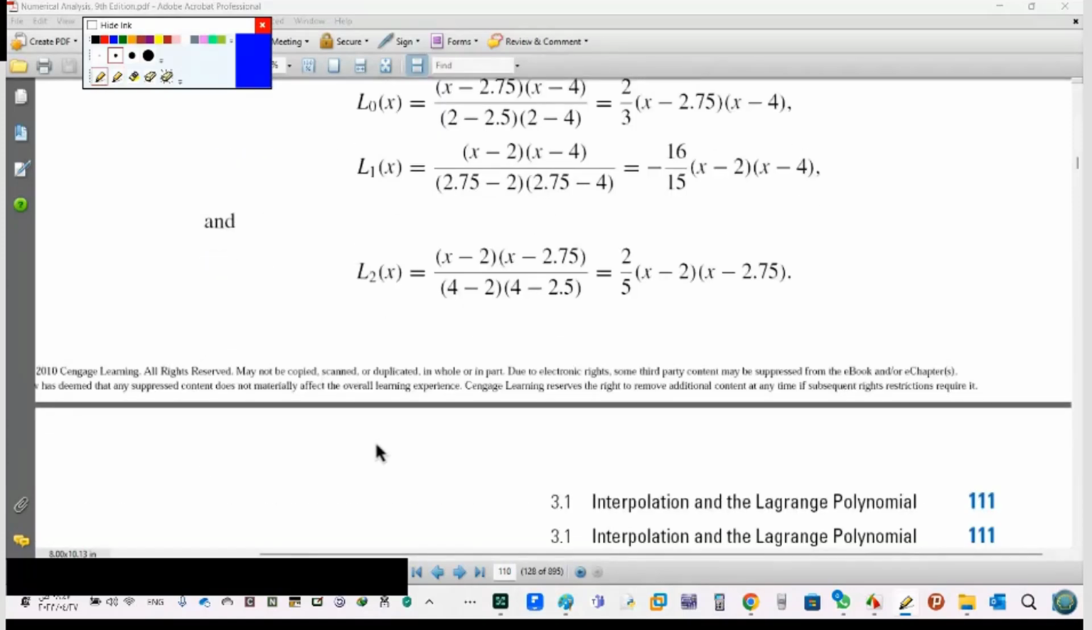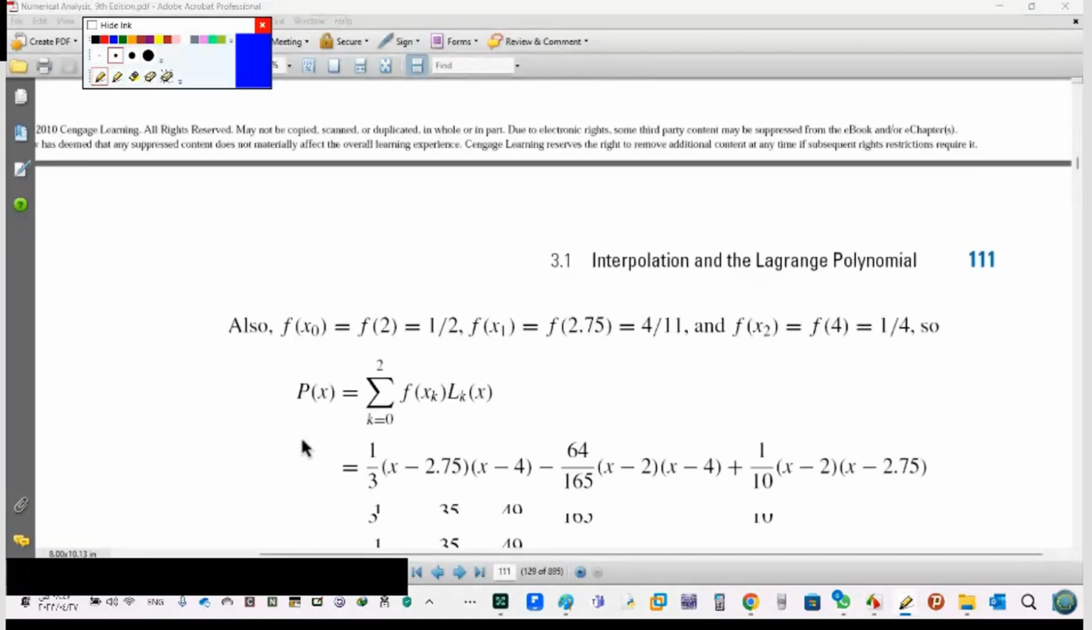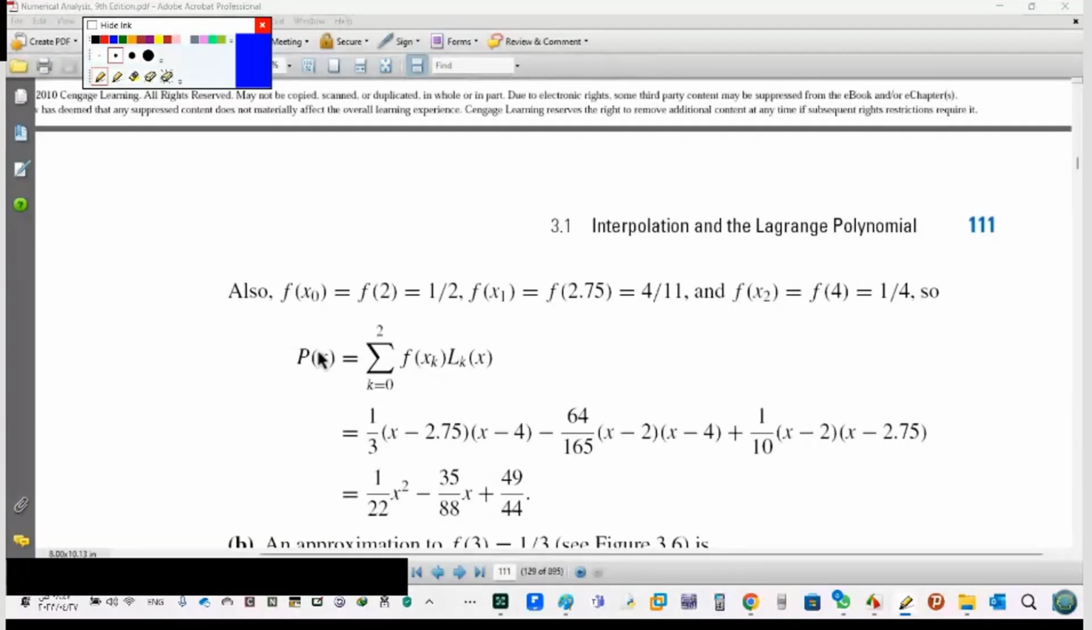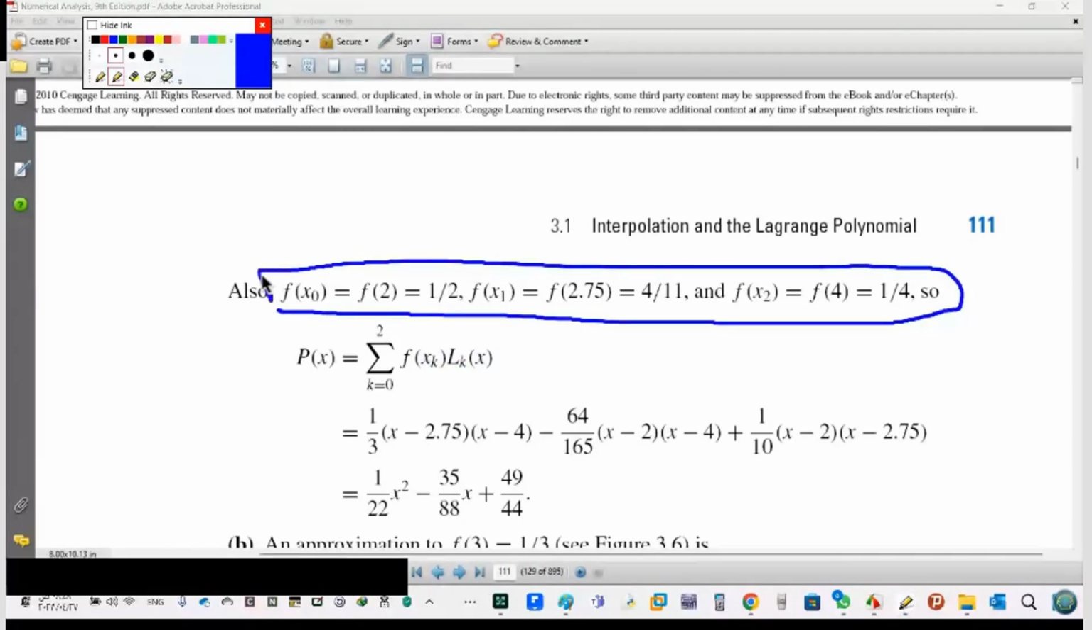After that, have we finished? No. We have to find Px. Px, as you know, it is sigma here, Fx, Lx. That means L0x, F0x. Okay, where I can find Fx0 from the function he gives to me. This is from Fx equal 1 over x.